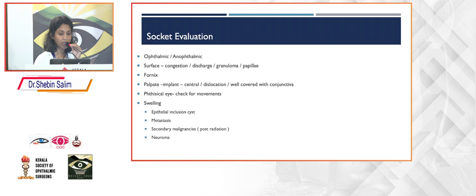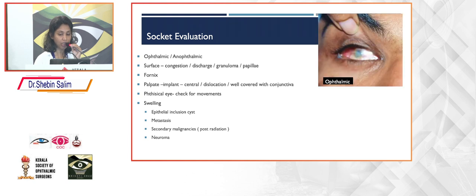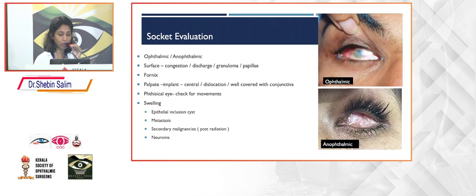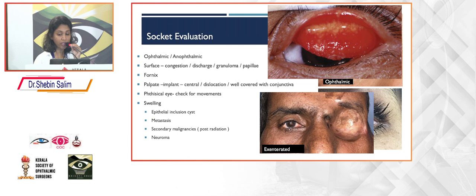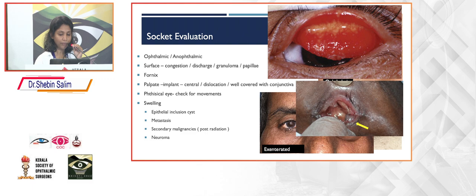Again, once it is done, remove the prosthesis and examine the socket, whether it is an anophthalmic socket or an contracted socket, and how the surface is, whether there are any papillae, congestion, granulomas, and how the fornices are. Then palpate for the implant, whether it is central, if it is dislocated, whether it is well covered with the conjunctiva, and even if it is a hydroxyapatite implant, check for the movements, because this will give you an idea about whether the patient will have any movement following the surgery, and also if there is any swelling.